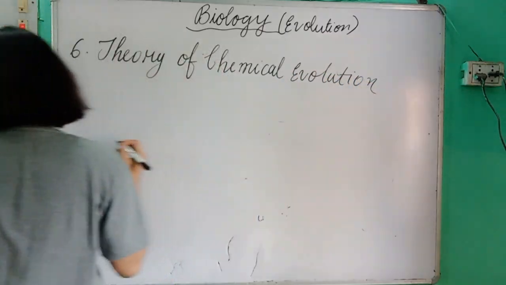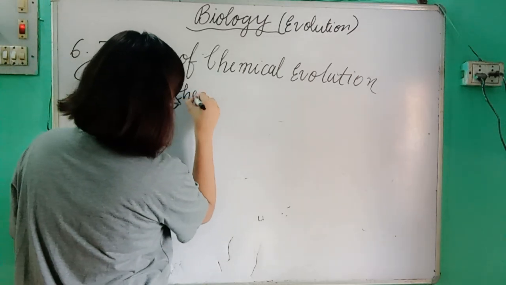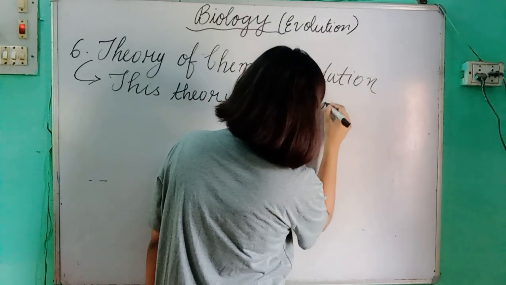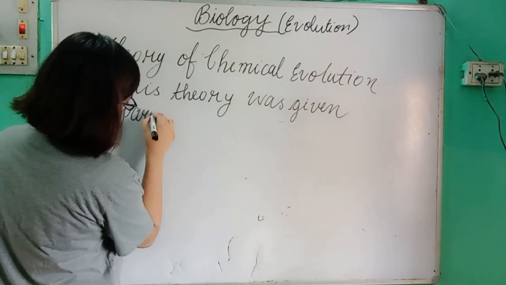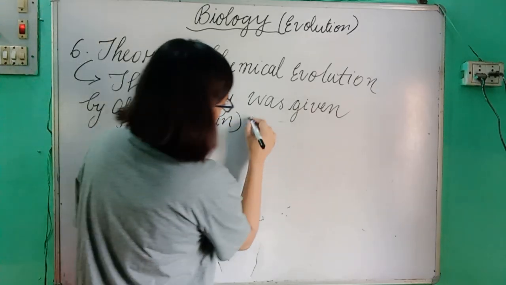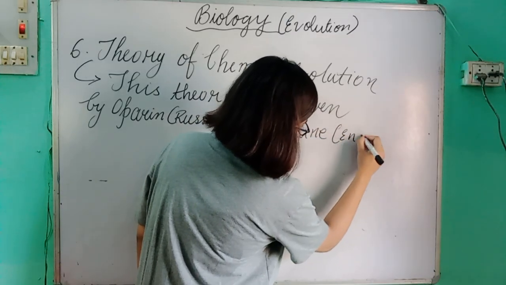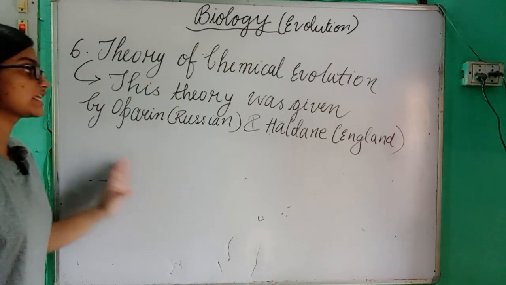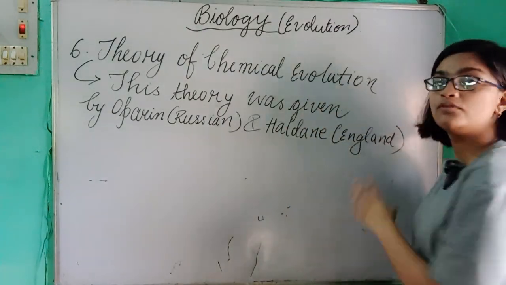So, this theory was given by Oparin, who was Russian, and Haldane, who was from England. So, the theory of chemical evolution was given by Oparin and Haldane. Oparin was from Russia and Haldane was from England.